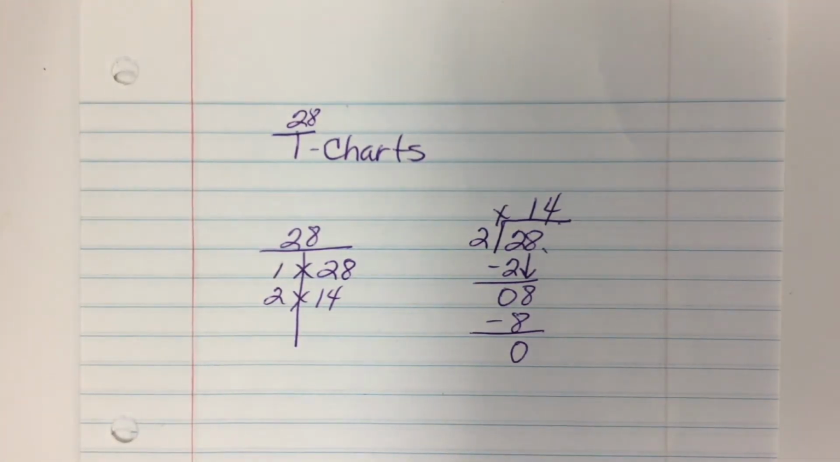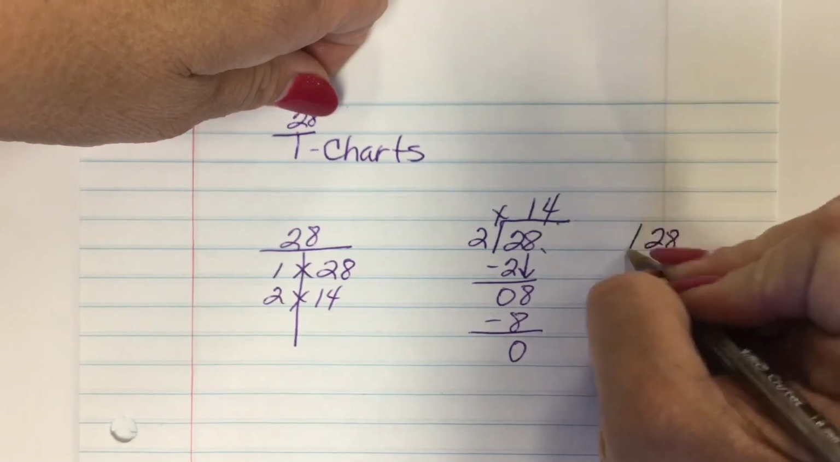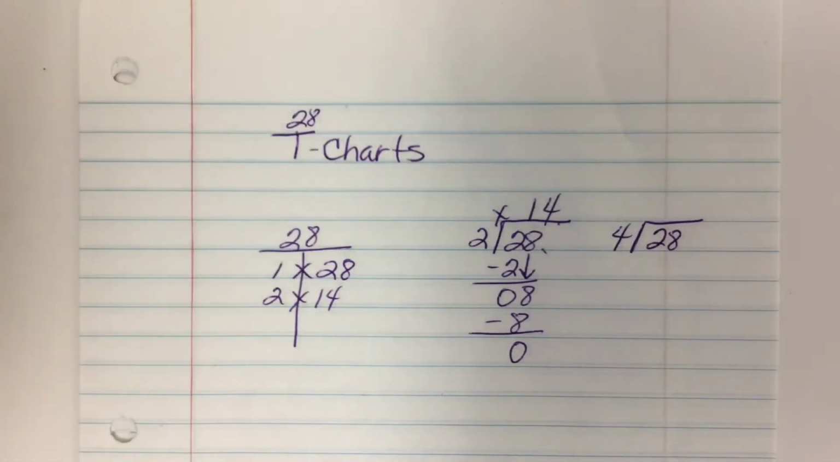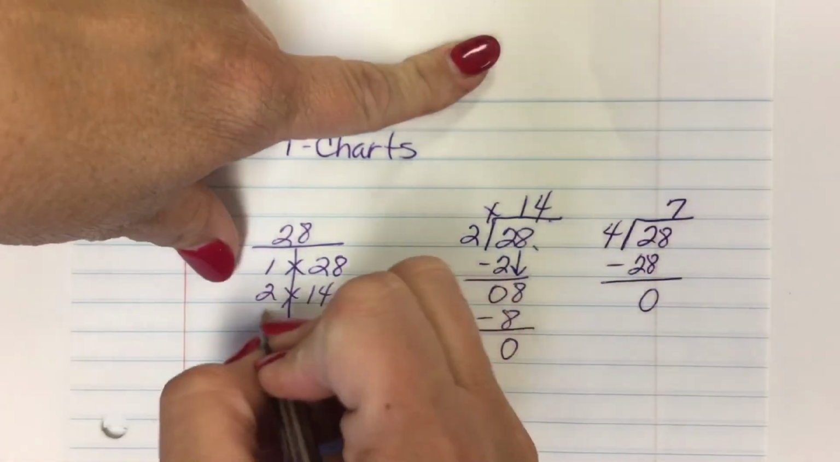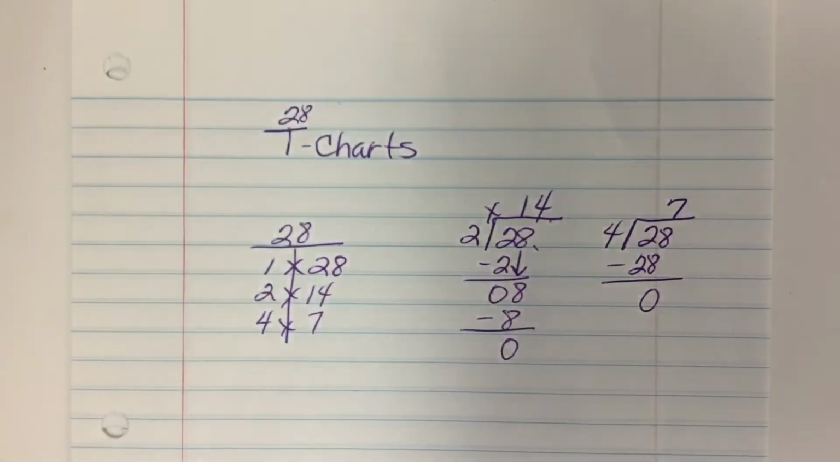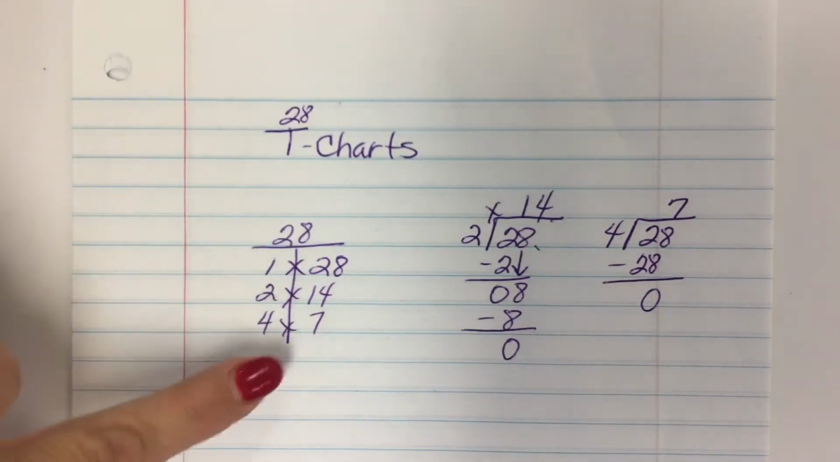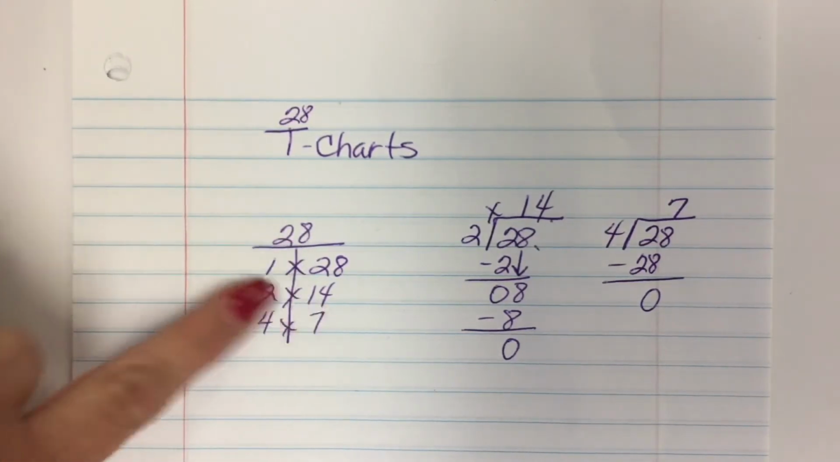All right, 4 could probably go into 28 because 4 goes into 8. So let's do it. 28 divided by 4. Okay, 4, 8, 12, 16, 20, 24, 28. Oh, yeah, duh. 4 times 7, right? So 4 and 7. 4 times 7. 5 doesn't go into 28 because it ends in an 8. 6, no. 7, yep, but I've already got it, so I'm finished.